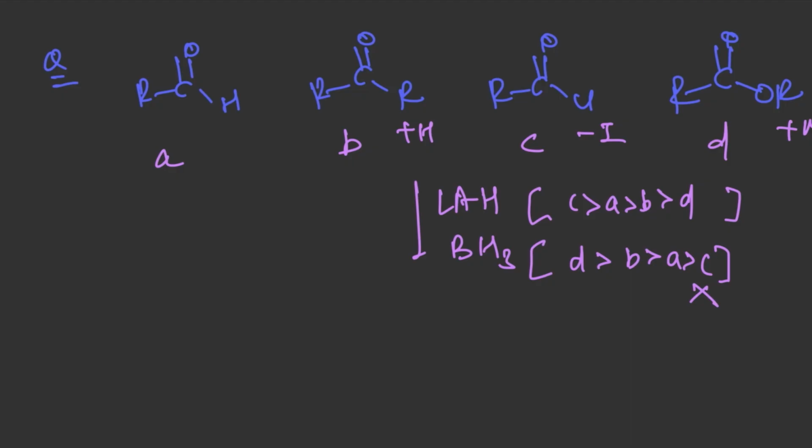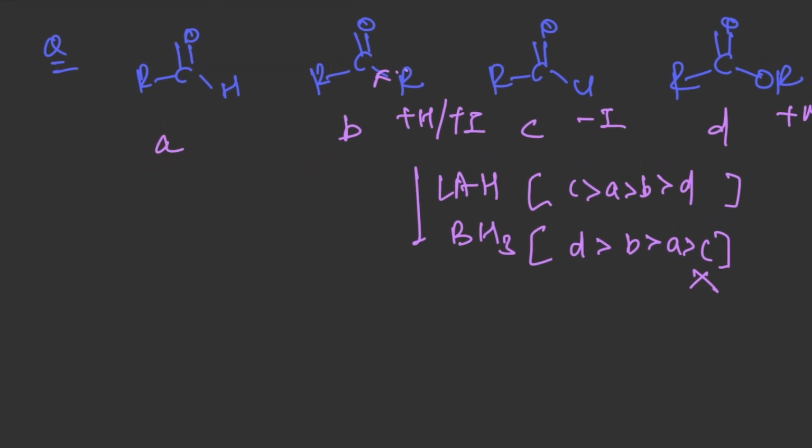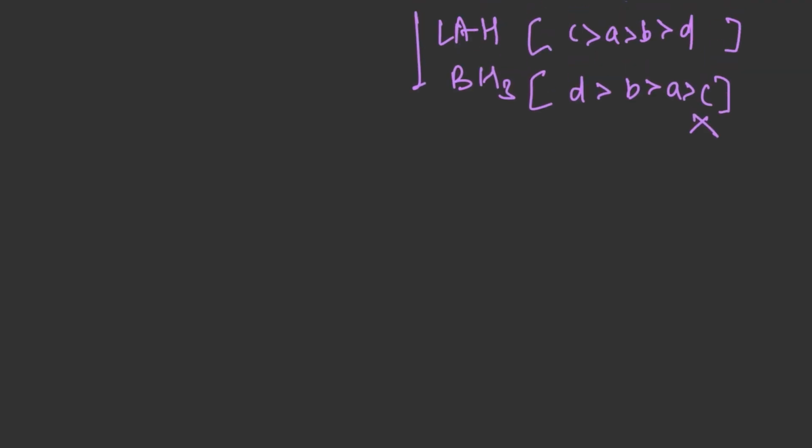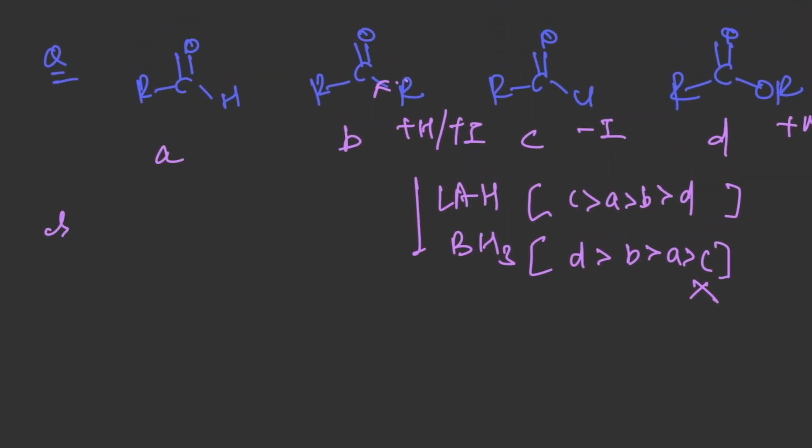And why after B do we have D? What happens when we have R and H? R is actually showing a pushing tendency, plus I effect. So it is increasing electron density to the double bond as compared to H. So B has more rate with BH3. So that's how we check the rate of LAH and BH3. Both are different, but both are reducing agents. We are checking the rate of the reaction.